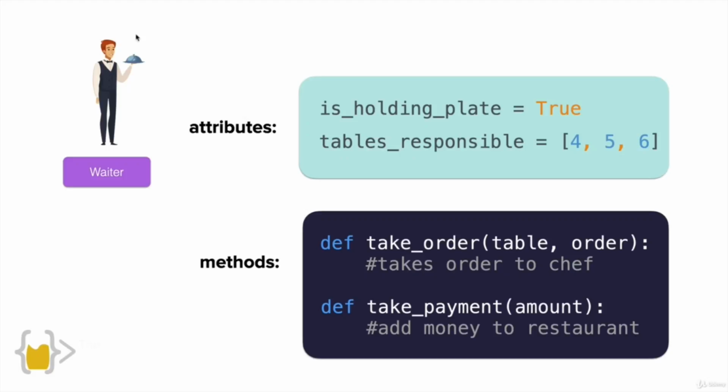Because it's not just a free-floating bit of variable, right? It's not just somewhere in our main.py. It's actually a variable that's attached to a particular object. It's the waiter's tables responsible. Now, the method goes along the same vein. These, as you can clearly see, are just functions. But we call it a method because it's a function that a particular modeled object can do.